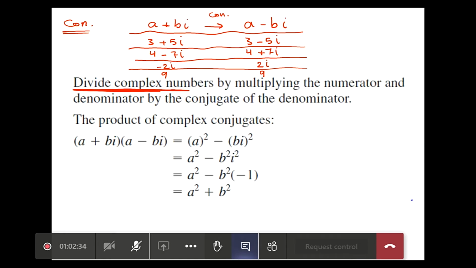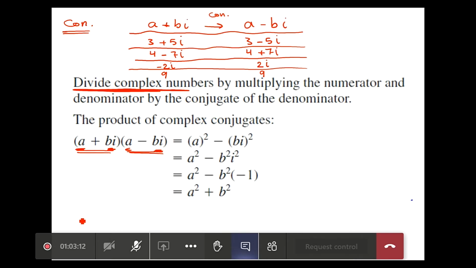The conjugate, المرافق. الكونجيجيت يعني المرافق للعدد الحقيقي هو نفسه، فقط بنغير إشارة الإيميجينري بارت. Okay, so if we have any complex number, multiply by the conjugate. Look at this, a, b, but here positive b, here negative b. After we multiply any number with its conjugate, we have a square plus b square.